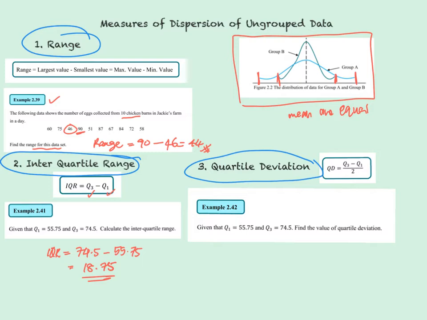So the third formula that we have here is quartile deviation. So for quartile deviation, under the assumption that you already calculated value quartile 3 and quartile 1, so the formula for quartile deviation, so 74.5 minus with quartile 1, 55.75, and then you need to divide by 2. So the final answer that we are going to get is 9.375. So this is the value for quartile deviation.